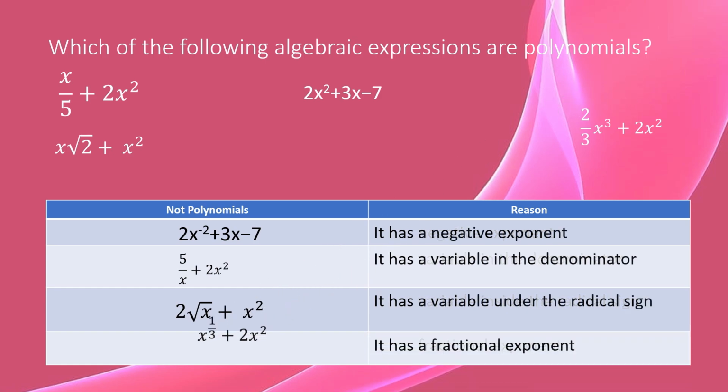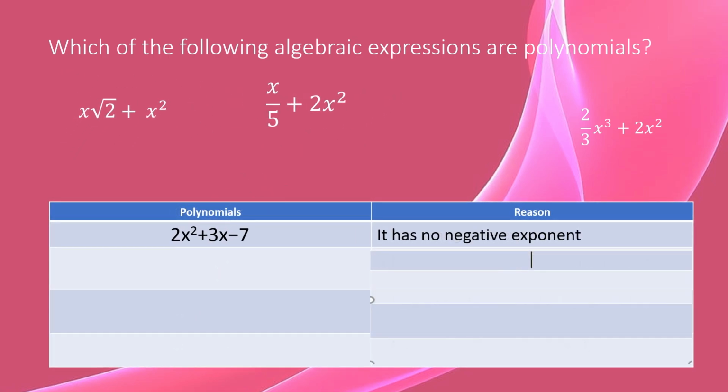And x to the power of 1/3 plus 2x squared. It has a fractional exponent. Therefore, this is not a polynomial. So negative exponents, variables in the denominator, variables inside the radical sign, fractional exponents. These are key reasons an expression is not a polynomial. Thus, the remaining algebraic expressions are examples of a polynomial.